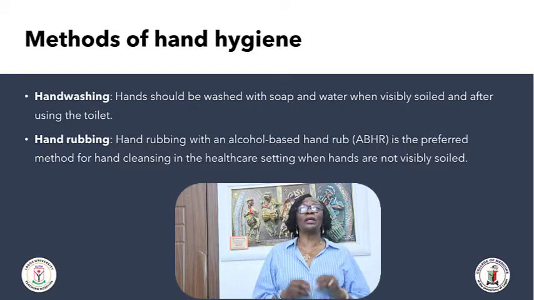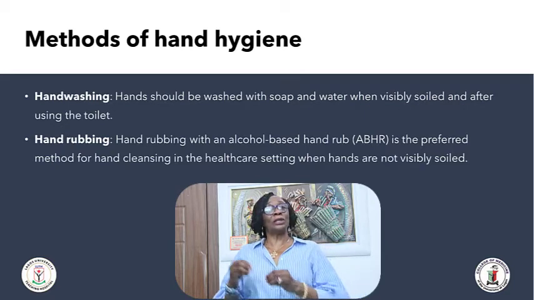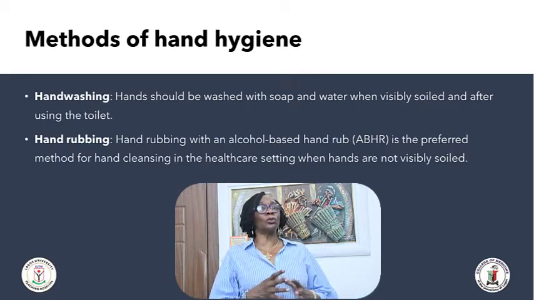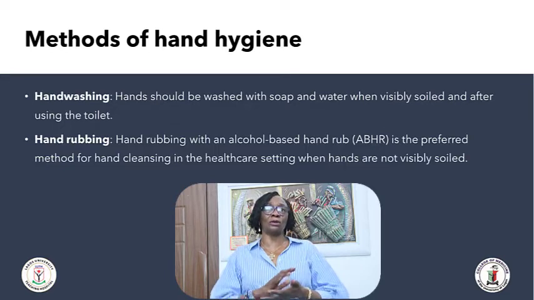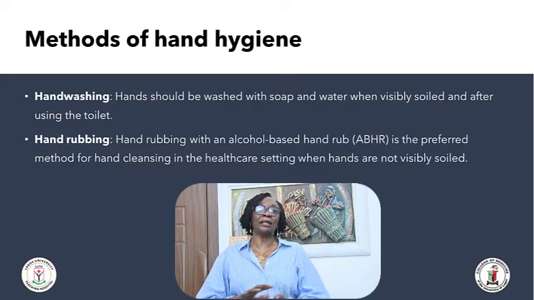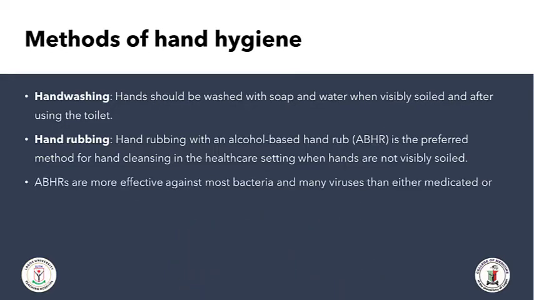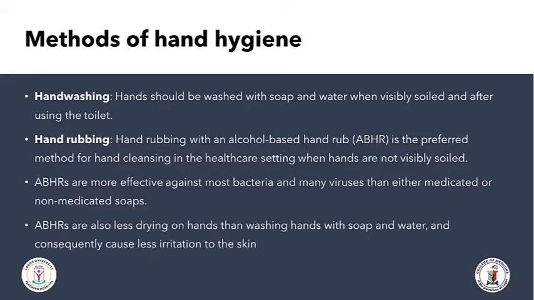Hand rubbing with alcohol is preferred for hand hygiene in healthcare settings when there's no visible soiling, because alcohol actually kills the organisms, while soap just removes the organisms by mechanical action. They are also more effective against most bacteria and viruses than either medicated soap or non-medicated soap. Alcohol-based hand rubs are less drying on the hands because many of them contain glycerol, while soap and water, if you use them consistently, become very irritating because the hands dry.